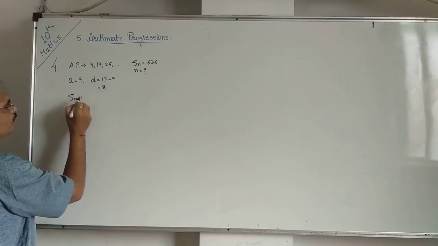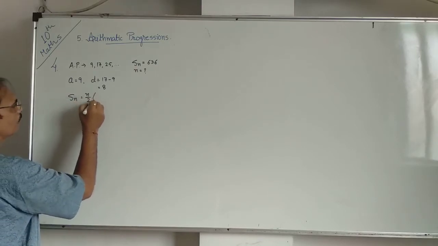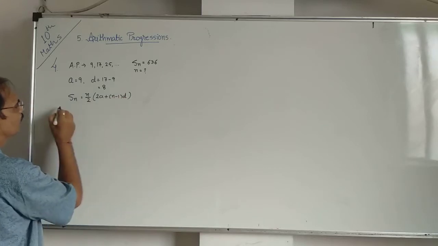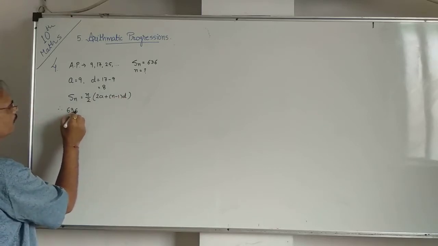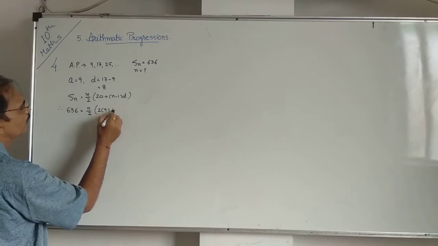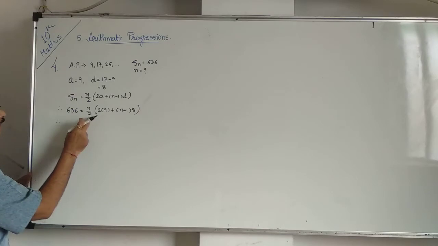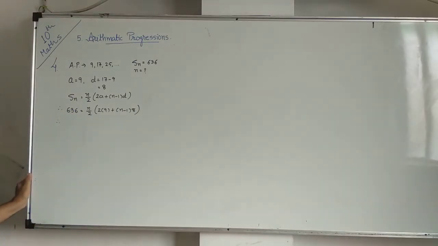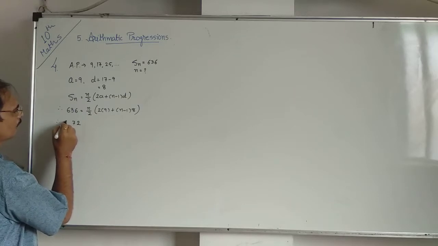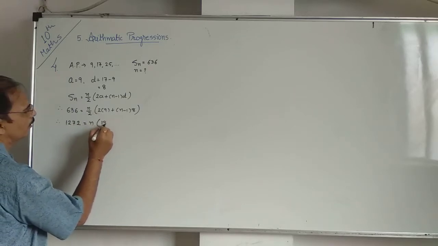Sn is given, so use the formula of Sn. Sn equals n by 2 into (2a plus (n minus 1) into d). Sn is 636 equals n by 2 into (2 into 9 plus (n minus 1) and d is 8). Take 2, which is in division, this side: 636 twos are 1272 equals n into 9 twos are 18.